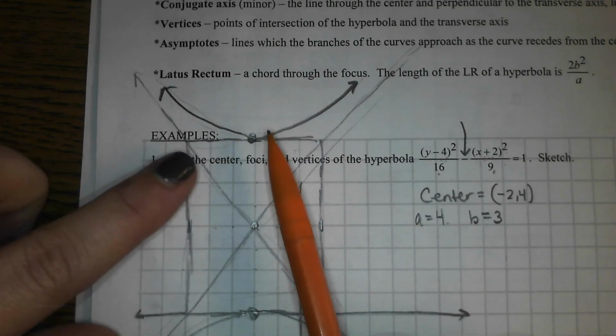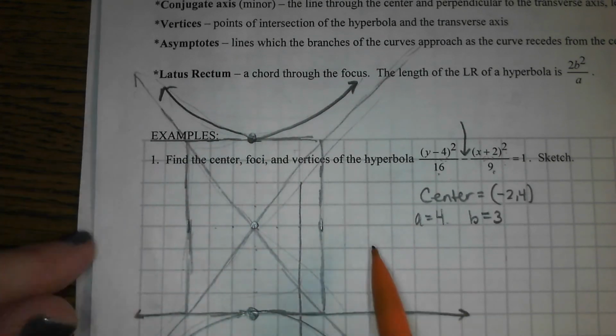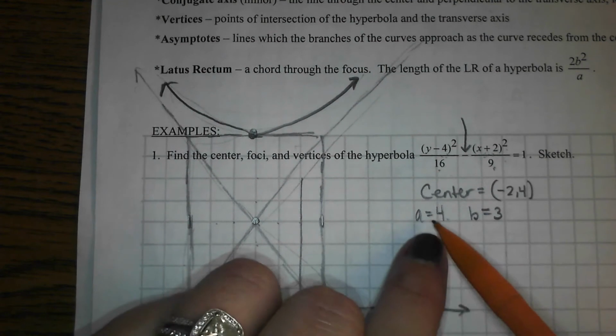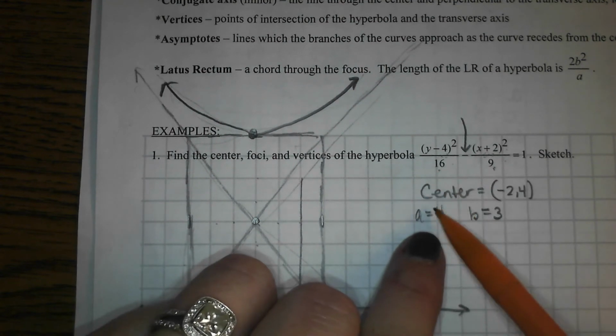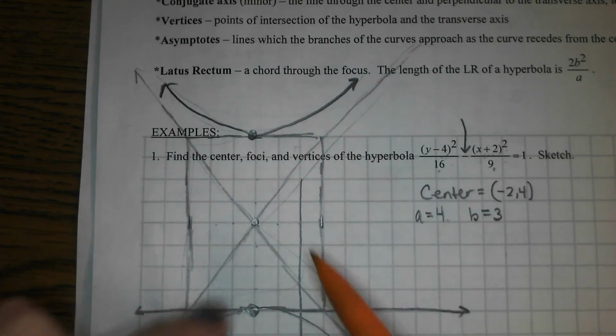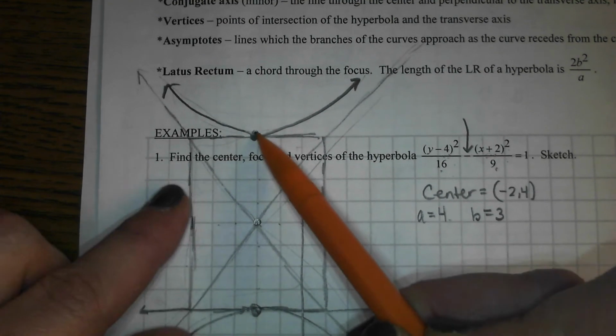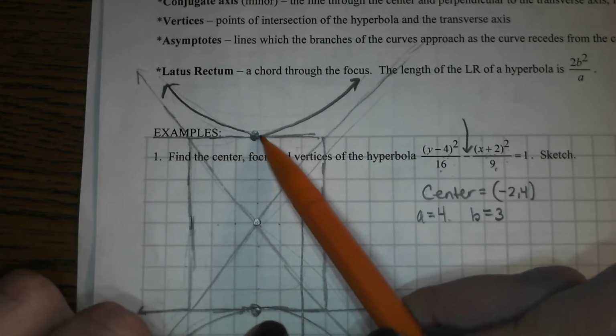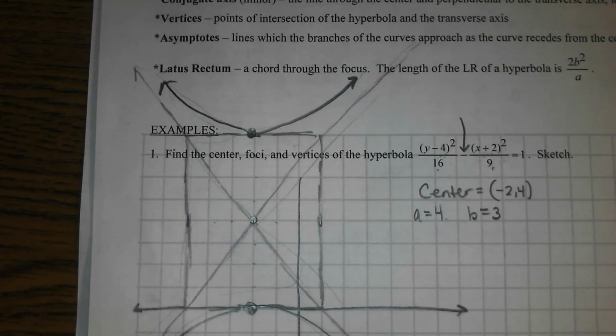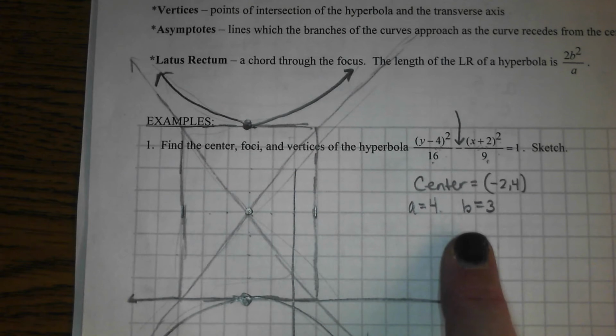So the question is, how do I know? Because sometimes they open left-right, and sometimes they open up-down. Whatever the A distance is, that's the way it opens. So this opens up and down. So my vertices are the up-down ones. Wait, we're not done yet.